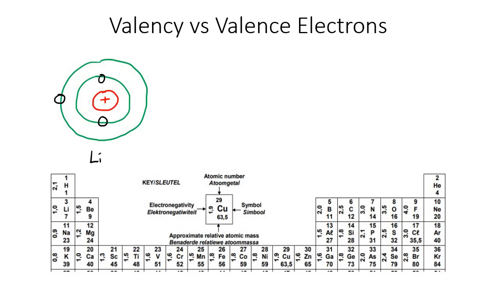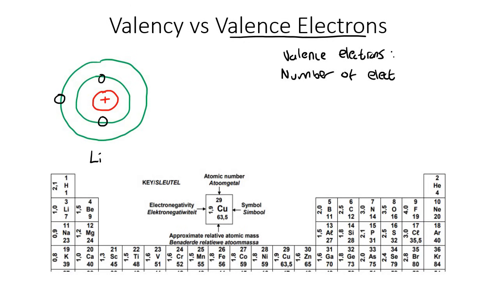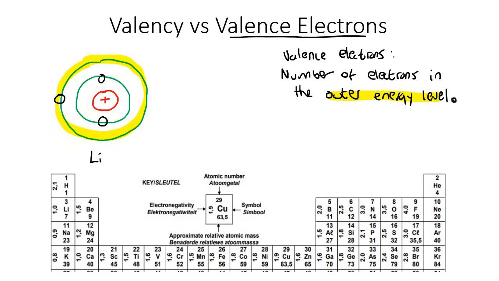Now, valence electrons is the number of electrons in the outer energy level. So your outer energy level is the one that's on the outside, as the name suggests. And what we can see here is that it's got one electron. So it's got one valence electron. So therefore, lithium has one valence electron. That has nothing to do with valency. Valency is something else. Okay?